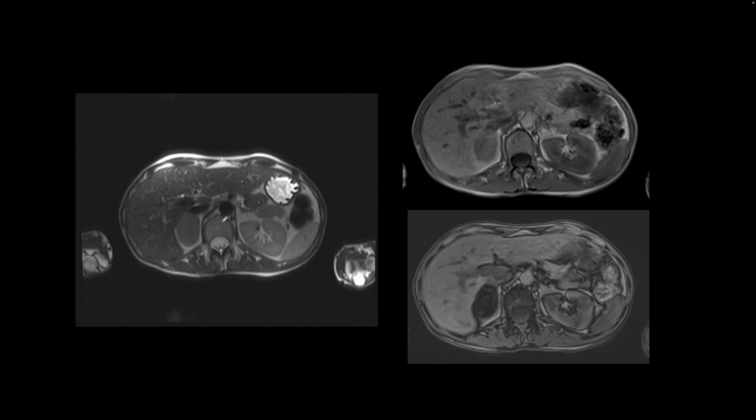This is our next patient. We are looking at multiple images from their MR of the abdomen. They have this large tumor involving the right adrenal, and on the in and out of phase images, we find that there is significant signal drop from in to out of phase image. And when we see that, the diagnosis is a benign adrenal adenoma.